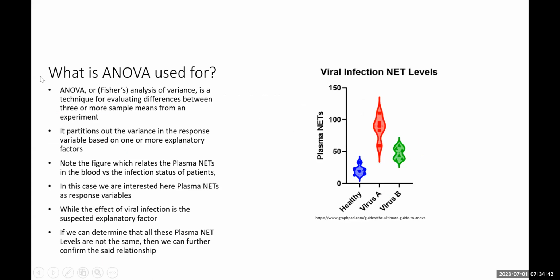ANOVA, also known as Fisher's analysis of variance, is a method for determining differences between at least three sample means. When you're dealing with at least three samples or three groups of samples, you can use ANOVA. It is basically used to determine the effect of a certain explanatory factor relative to a response.